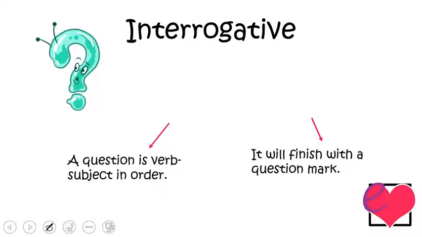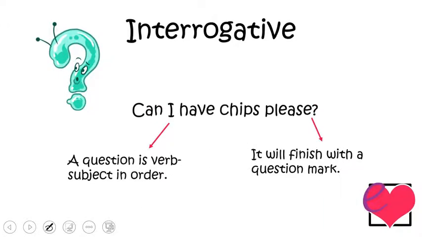Let's see interrogative. Interrogative is a question. It's verb, subject in order. So how do we know when we're having an interrogative sentence? We can have the verb first and then the subject, and it's going to end with a question mark. So we have, can I have cheese please? We have the verb first, then we have the subject, and then the complement. So this is the structure of an interrogative sentence.